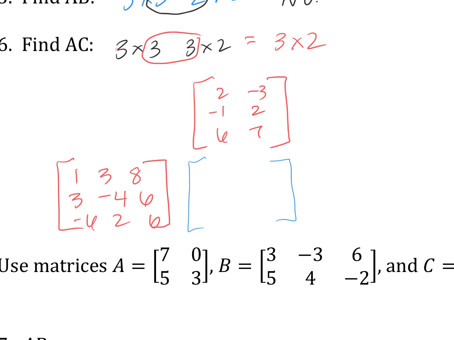We said it was going to be a 3 by 2. It was what was left, right? Putting the spaces for this, muy importante. 3 rows, 2 columns. 3 rows, 2 columns. It'll really help us get our final answer.